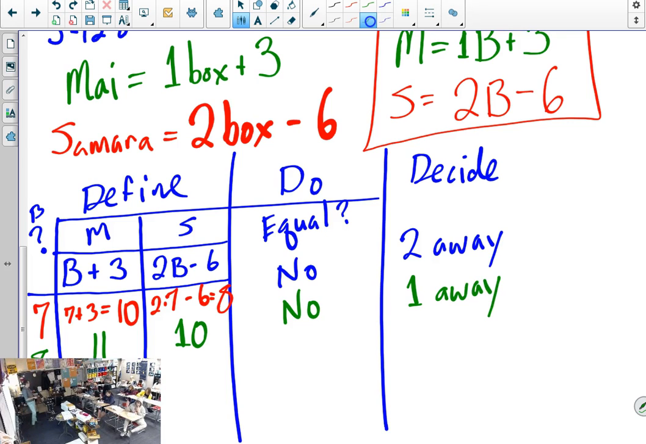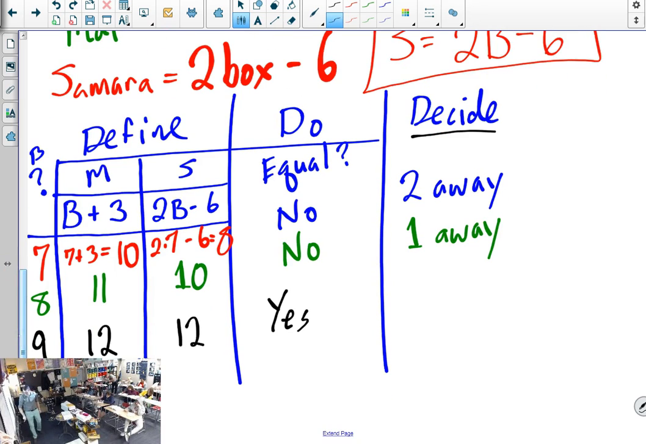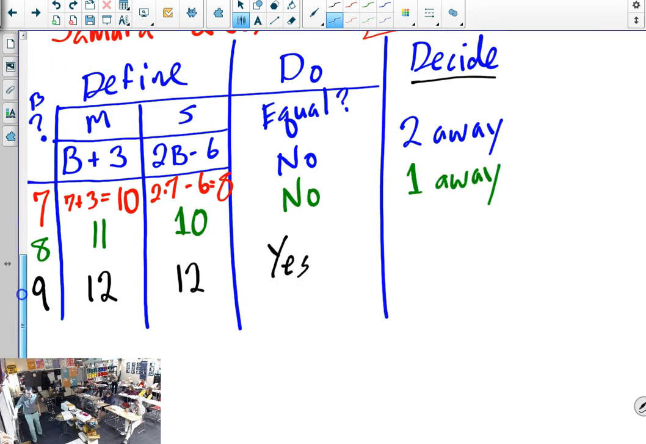So guys, I tried 8, and I went from being 2 away to being 1 away. I got closer. AJ thinks that the answer is going to be 9. Let's try that. What's 9 plus 3? 12. What's 2 times 9 minus 6? 12. Yes, these are equal.